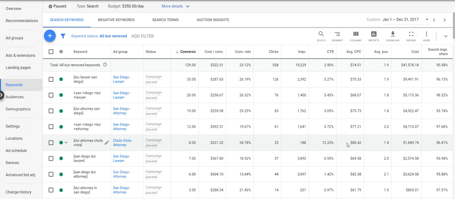Hi everyone. Just wanted to do a quick screen capture video here of two different campaigns to illustrate one of the most, if not the most, important metrics when we're optimizing a Google Ads campaign, and that is cost per conversion.